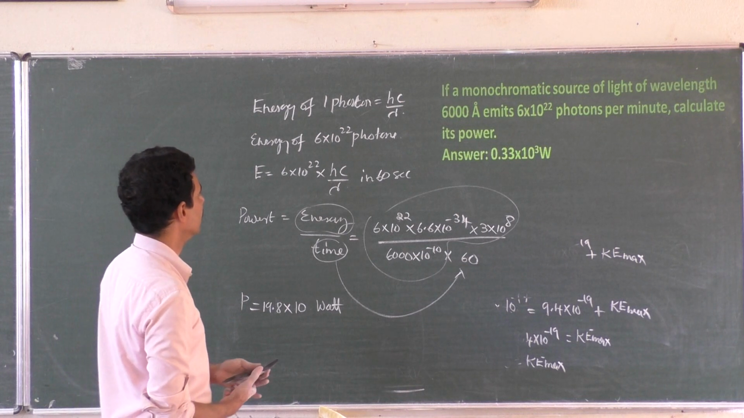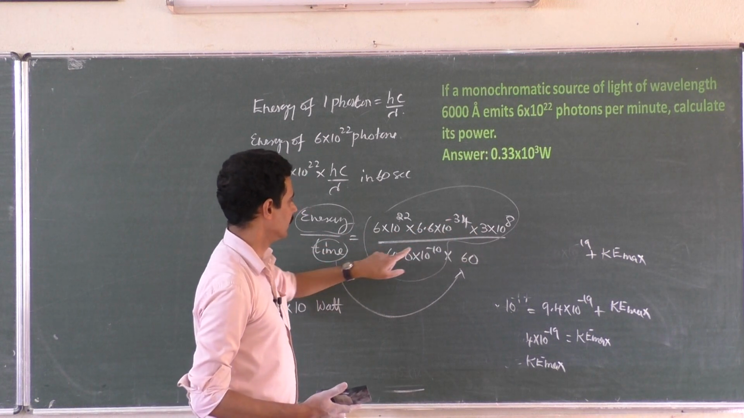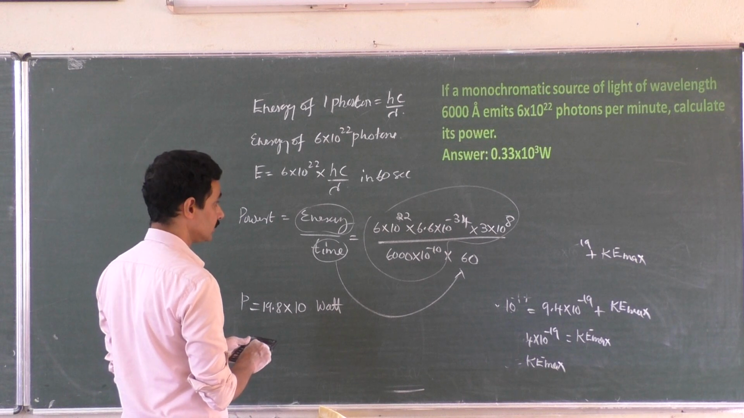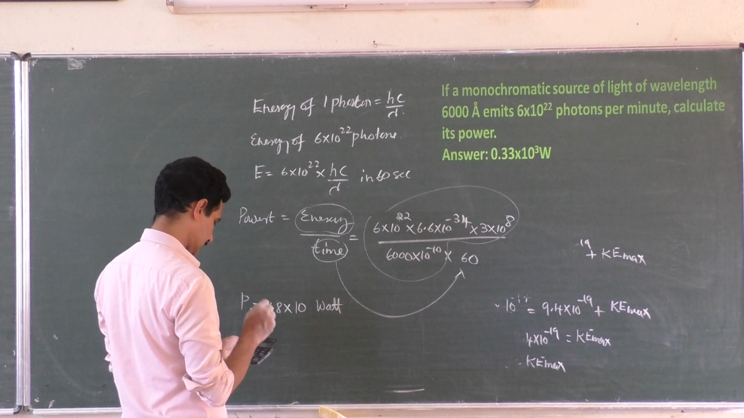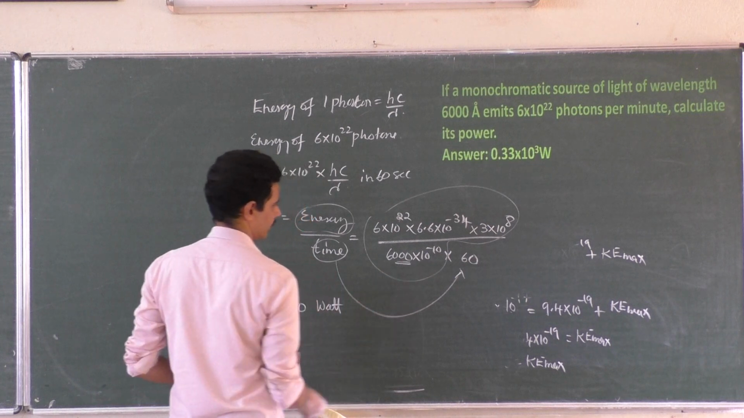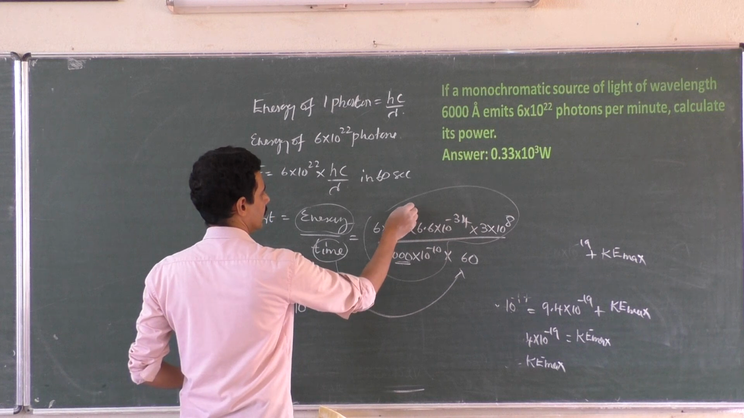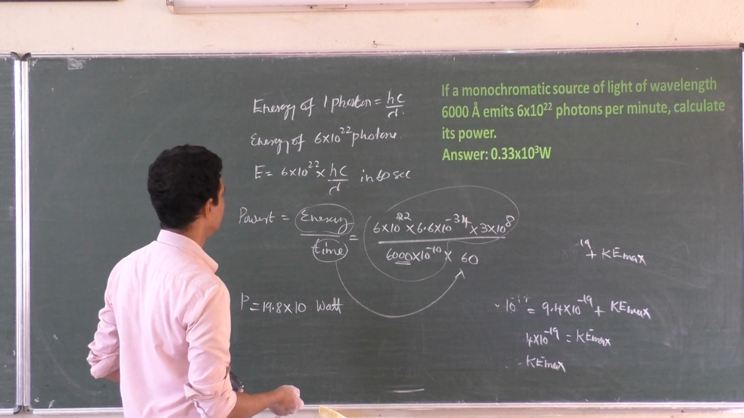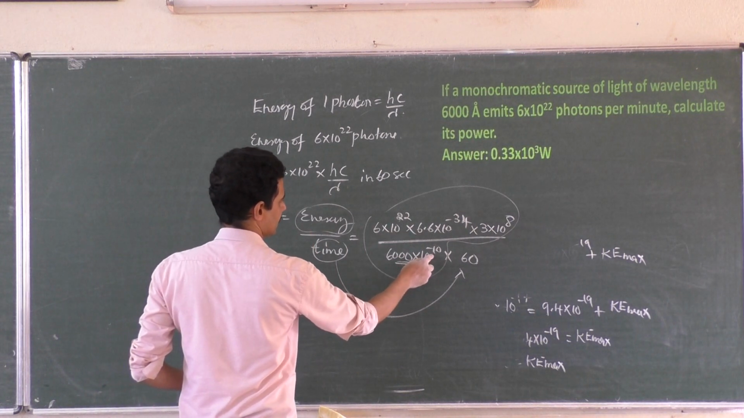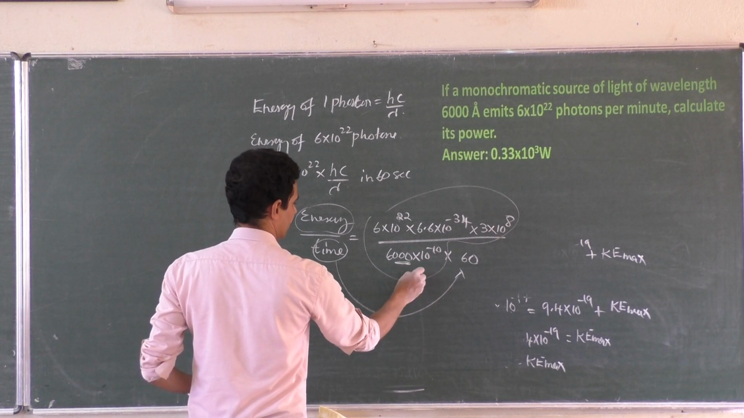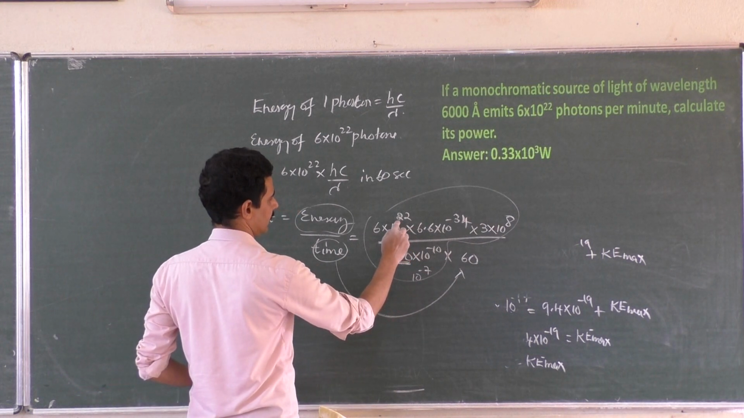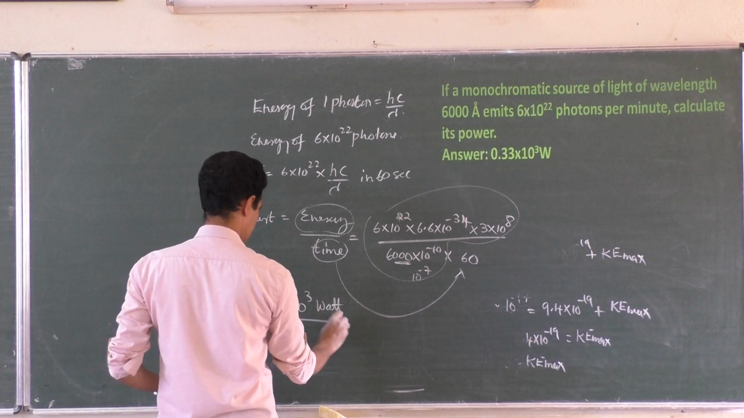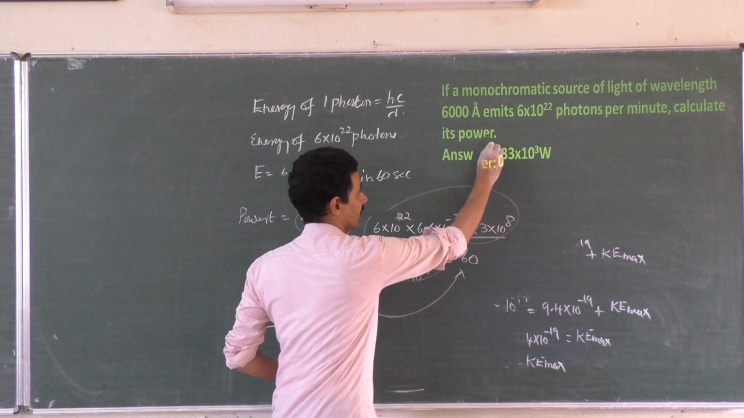There is nothing in electron volt, right? Energy is hc by lambda, and 6 into 10 to the power 22 photons. Yes, it is correct. 6 into 6.6 into 3 divided by 6, 19.8 into 10 to the power. Minus 10 plus 3, minus 7, 10 to the power minus 7, plus 7, 29, 8, 37 minus 34, 10 to the power 3. So 19.8 into 10 to the power 3 watt, somewhere this may be wrong.